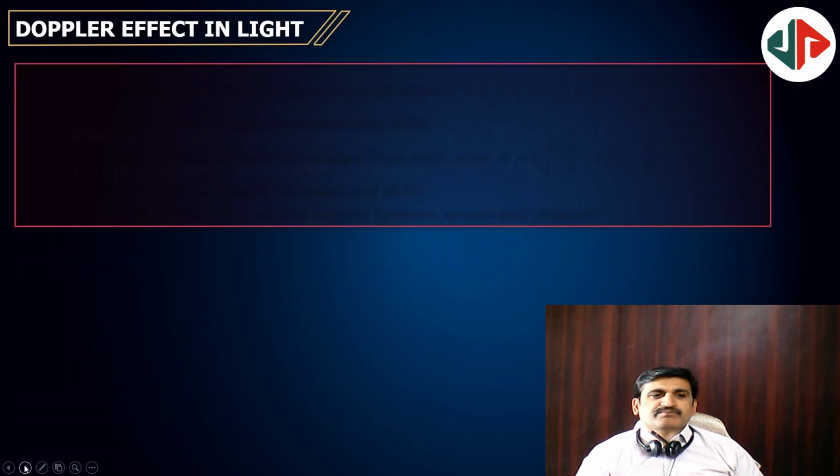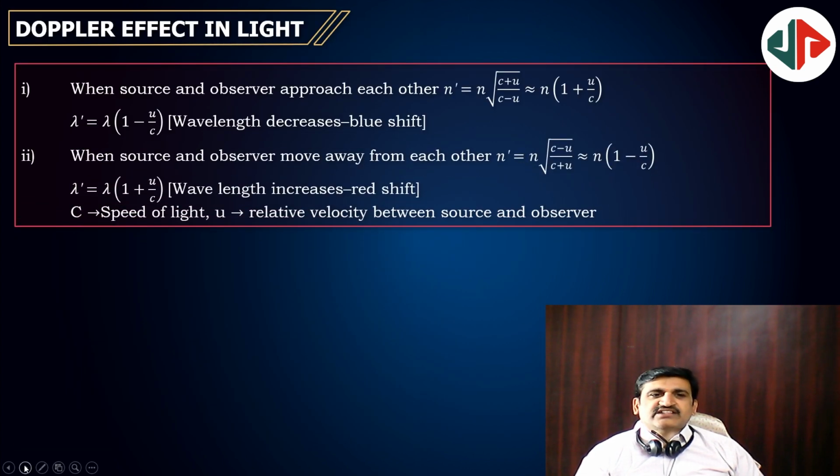Next, Doppler's effect in light. Doppler's effect is applicable for light also, but instead of sound velocity, you have to take light velocity, that's it. Lambda dash is equal to lambda into 1 minus u by c. Lambda dash is equal to lambda into 1 plus u by c.